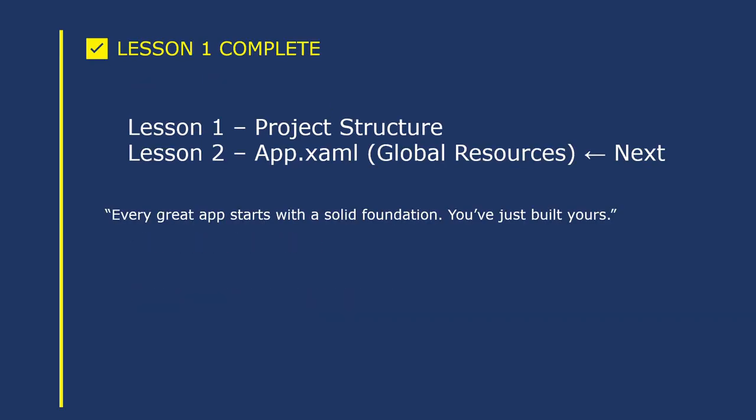Congratulations, you have completed lesson 1 on understanding the .NET Movie project structure. You now know how a movie project is organized, the purpose of its key files, and why folder separation is important for clean architecture. This foundation will make it easier to navigate your project and build confidence as we move forward. In the next lesson, we will explore app.xml and learn how to manage global resources for styling and consistency across your application.